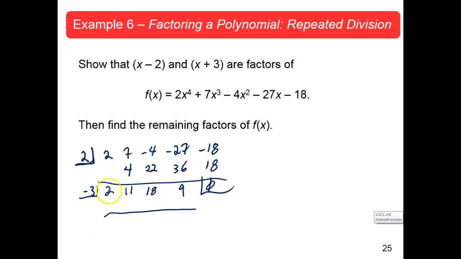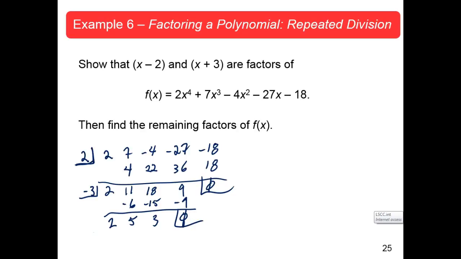Bring down the 2, and then multiply, and that gives you negative 6. Add, and that gives you 5. Multiply, and that gives you negative 15. Add, and that gives you 3. Multiply, and you get negative 9. Add, 0. Ding, ding, ding. We have another winner.